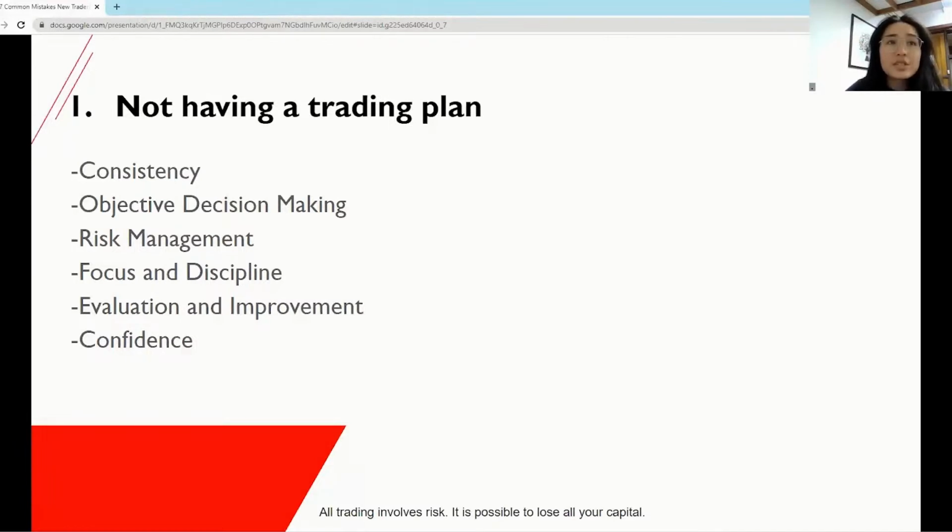Okay, so not having a trading plan. This is the first mistake that beginner traders make. And having a trading plan is important for several reasons. So over here, firstly, we have consistency.